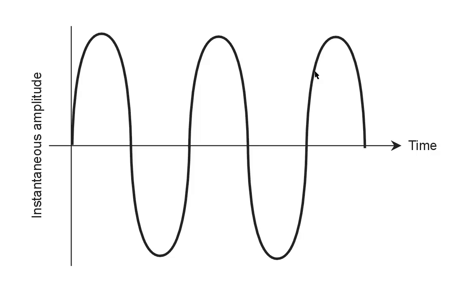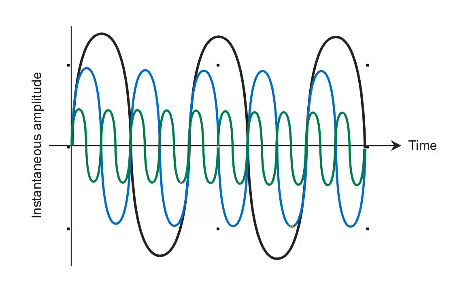A pure audio sine wave then would look something like this. A really good audio oscillator will produce a sine wave like this. If there's no distortion whatsoever, then you will get a perfect sine wave. But that's not usually what happens. What usually happens is that you get harmonic energy in addition to the sine wave.